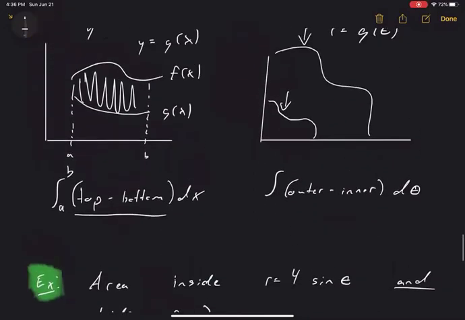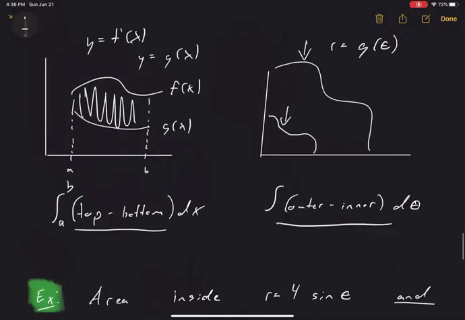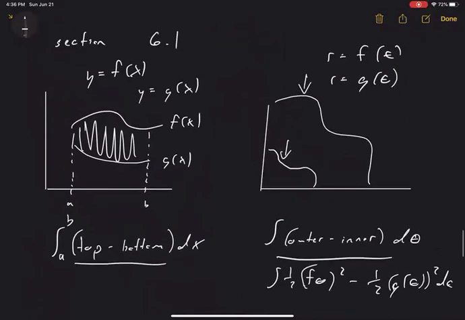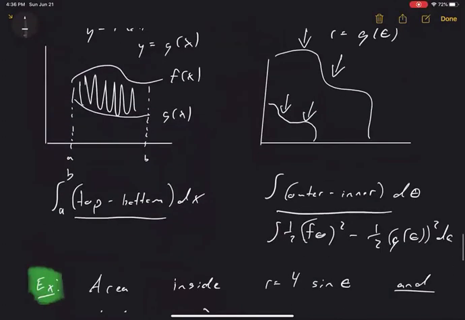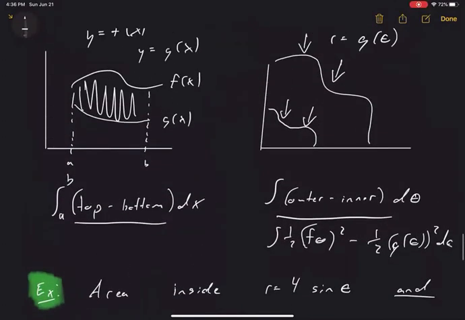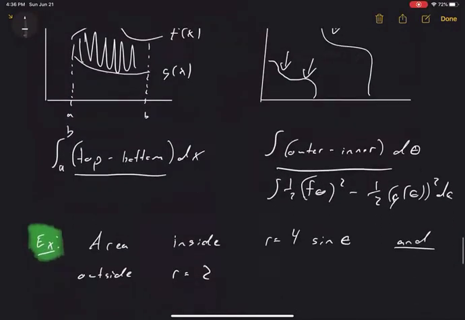So we need to use our same formula here in this integral. It should be 1/2 f(theta) squared minus 1/2 g(theta) squared d theta. But the principle is the same. I find the area of the outer curve and I subtract away the area of the inner curve. So nothing too radical here.